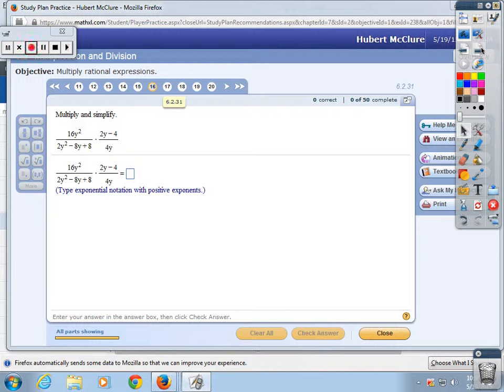Remember, factor everything. Even if it's something simple like 2 times 2, factor it. As you may see something cancel out. Remember, you can cancel diagonally and you can cancel vertically.